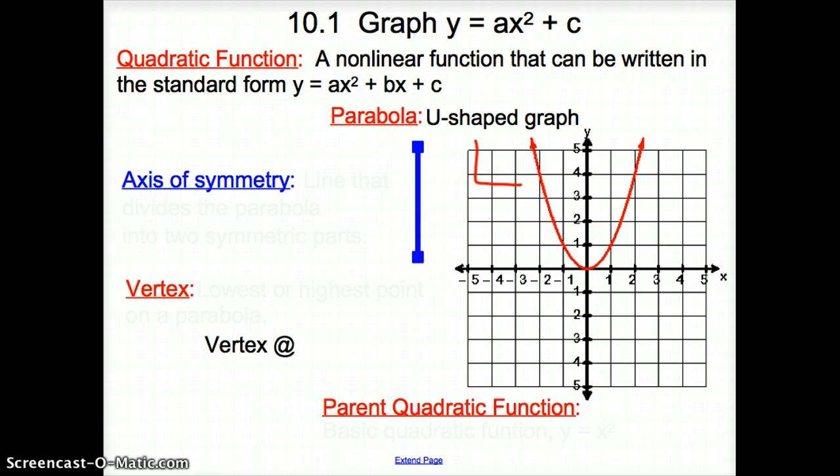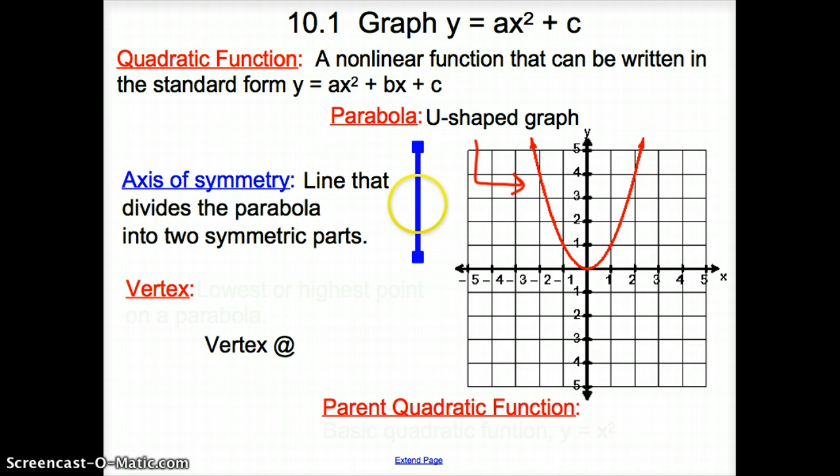We have a U-shaped graph right there. That is a parabola. Then our next vocab word is axis of symmetry. An axis of symmetry is a line that divides the parabola into two symmetric parts. And we're going to use this blue line as our axis of symmetry.